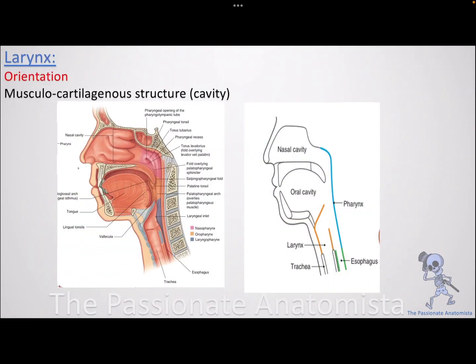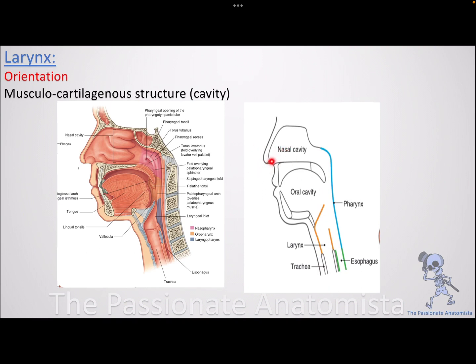So, what is the larynx? The larynx is actually a musculocartilaginous structure because it is formed of cartilages, muscles that connect them and work on these cartilages, and membranes and ligaments. It's basically a cavity, and that cavity is where you're going to take the air all the way to the respiratory system. You're going to breathe the air in.